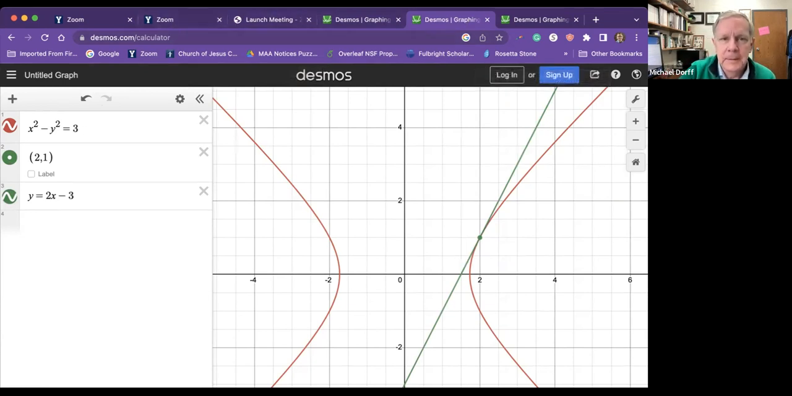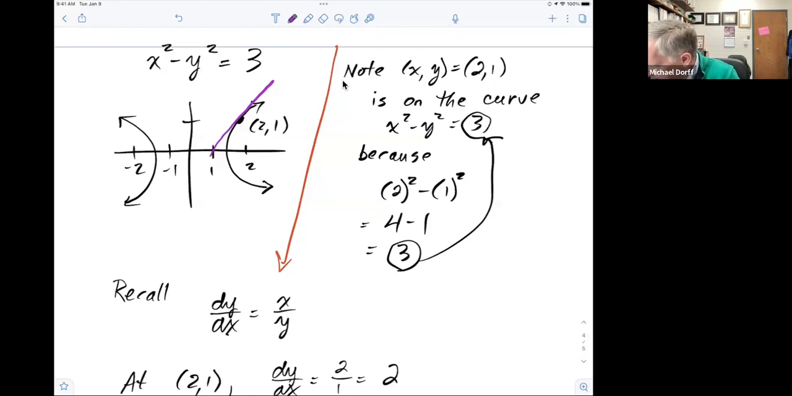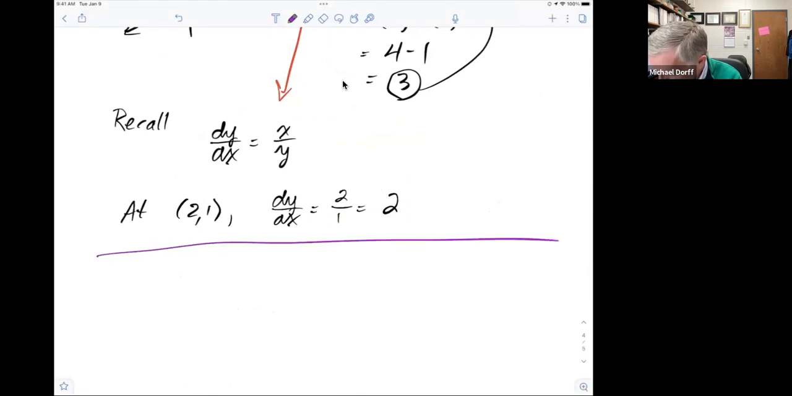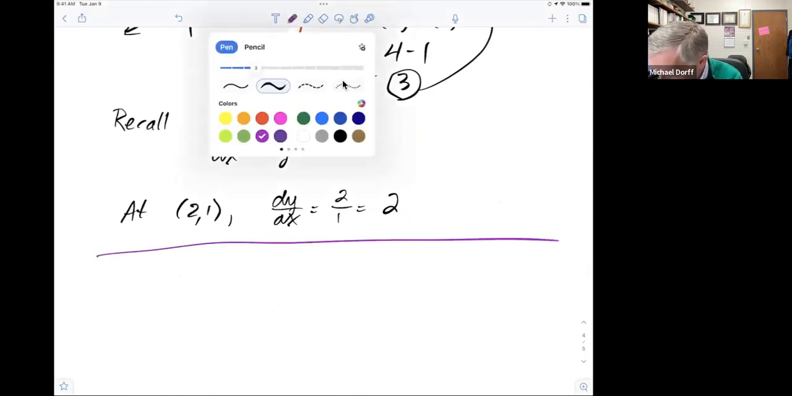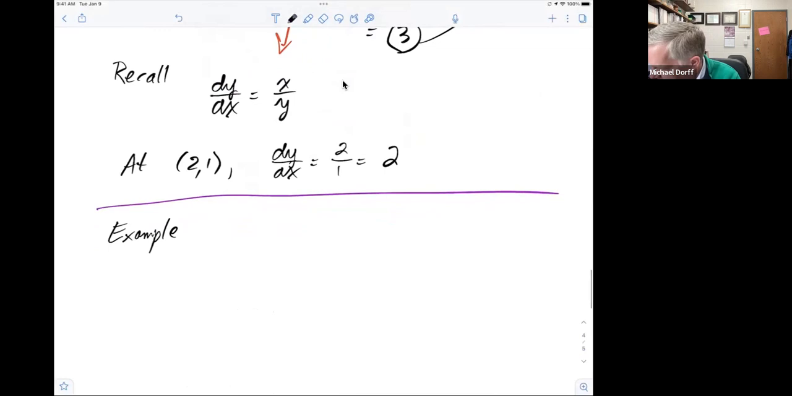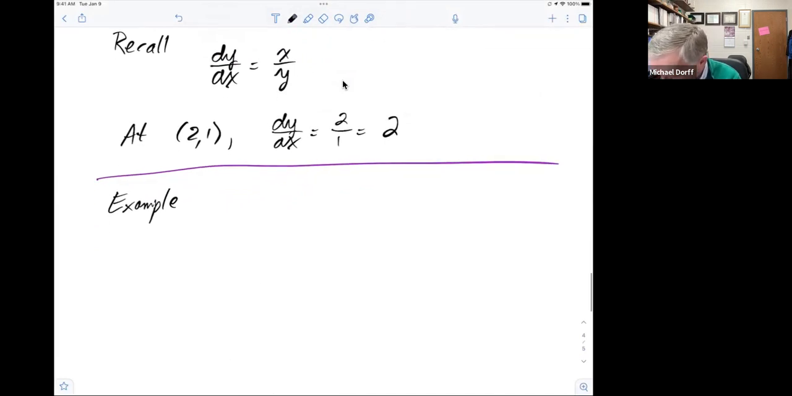Okay, going back now to my iPad, let's do another example. Let's get back into black here. So, example. Okay, so we've done 2 examples so far. Let's do a little bit more complicated example, but it's going to be the same type of approach. We're going to find dy/dx. We just have a different equation.